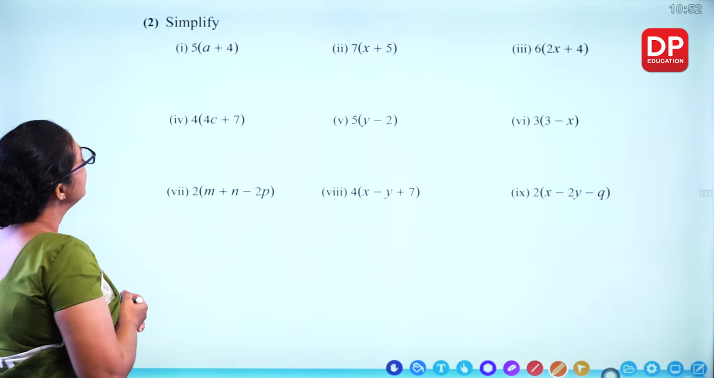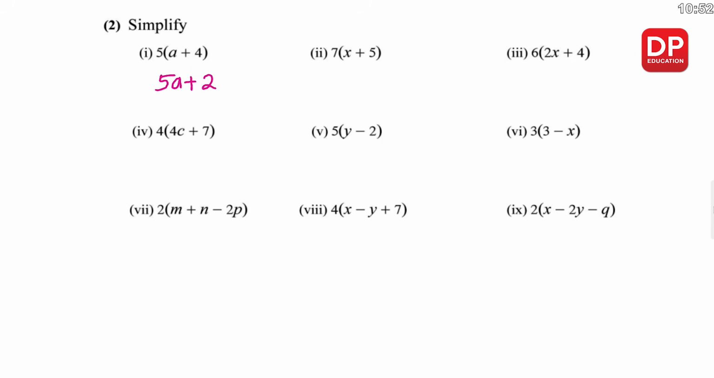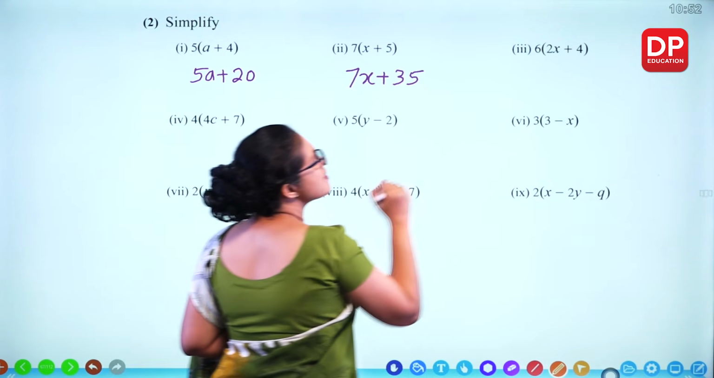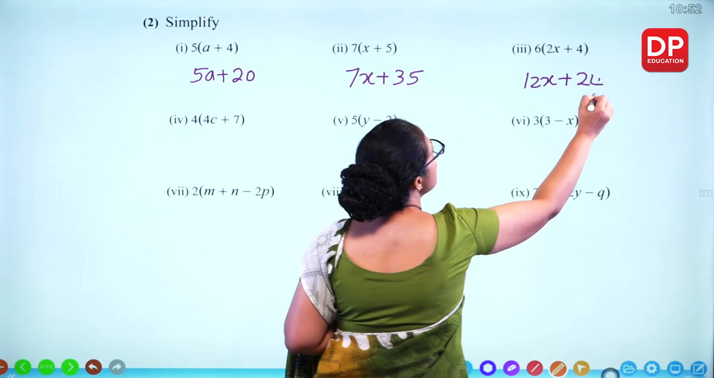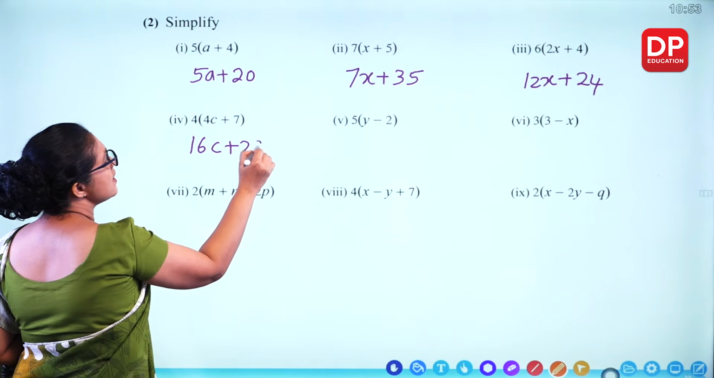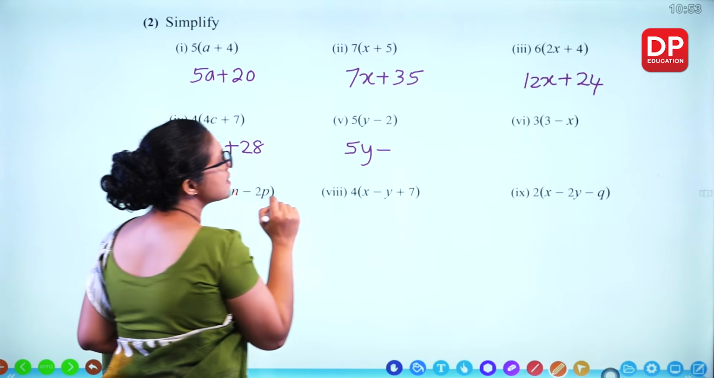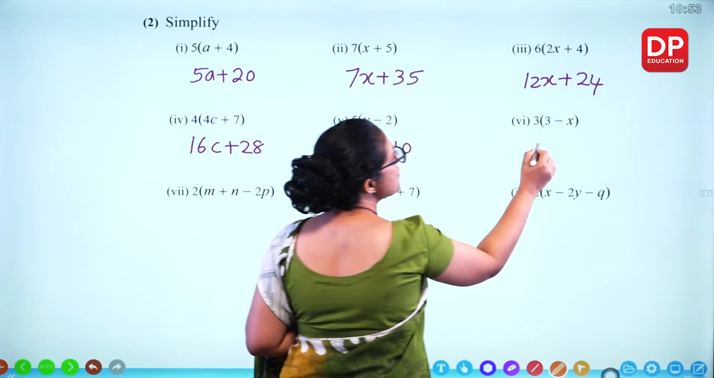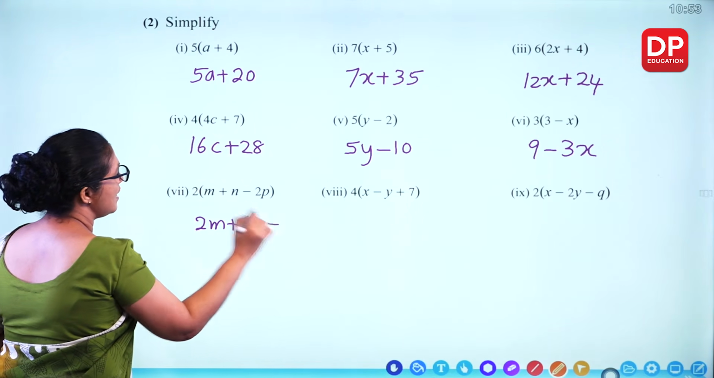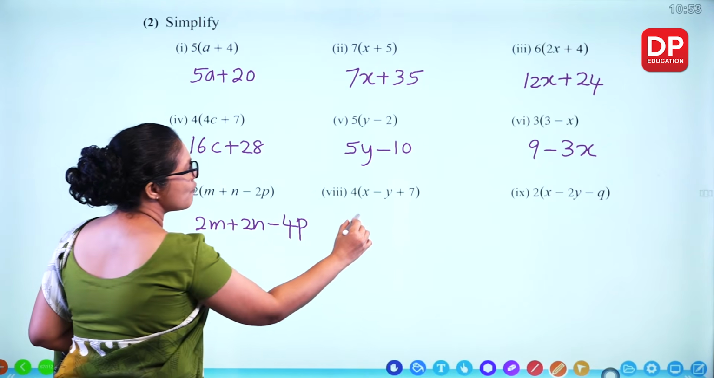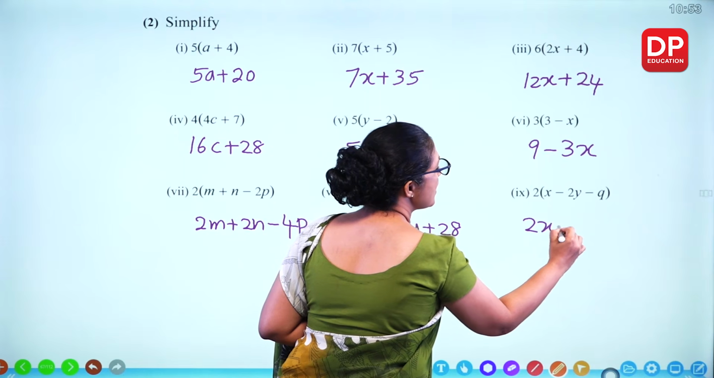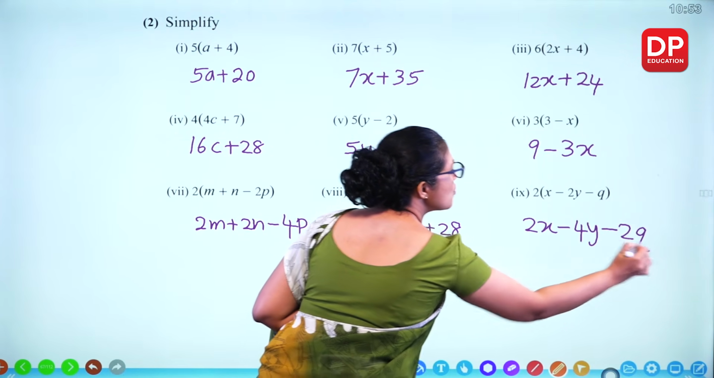Question number 2, simplify. 5 times a, 5a. 5 times 4, 20. 7 times x, 7x. 7 times 5, 35. 6 times 2, 12x. 6 times 4, 24. 4 times 4, 16. 4 times 7, 28. 5 times y, 5y, minus 5 times 2, 10. 3 times 3, 9, minus 3x. 2 times m, 2m. 2 times n, 2n. 2 times 2, 4p. 4 times x. 4 times y, 28. 2 times x, 2x. 2 times 2, 4y, minus 2q.